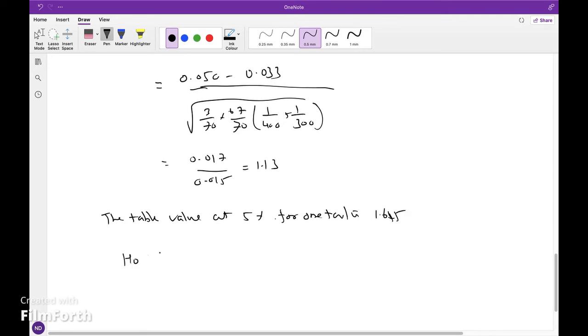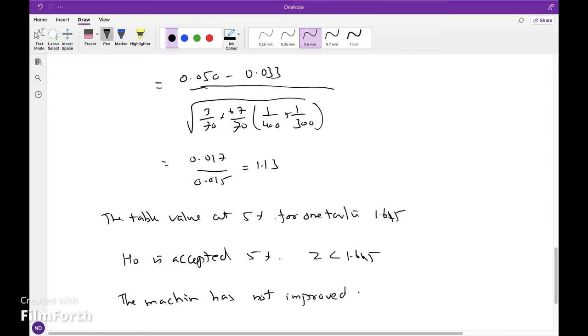Conclusion: H naught is accepted at 5% level of significance since Z is less than 1.645. Therefore, the machine has not improved due to overhauling.